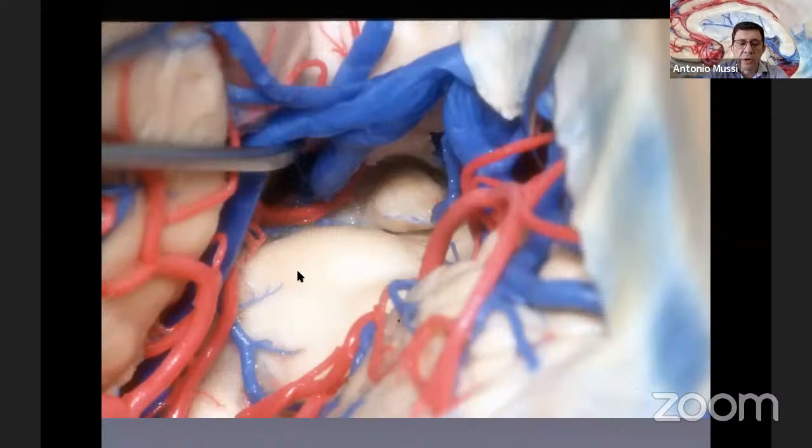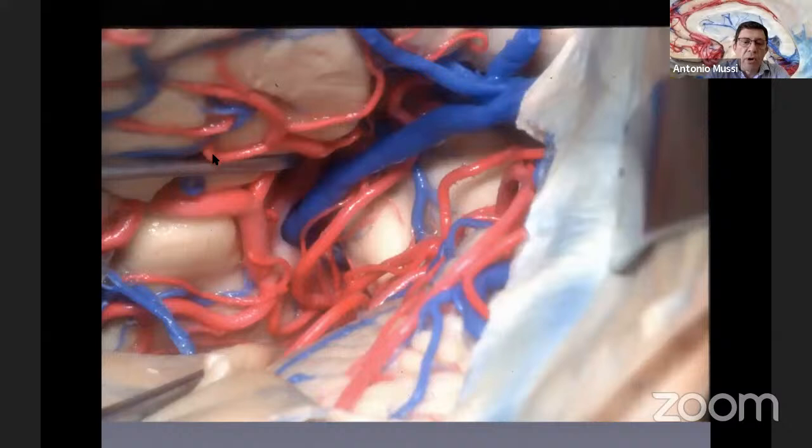Also, in this approach, you can go more laterally. So this is the basal vein of Rosenthal. This is the posterior part of the mesencephalum. This is the lateral mesencephalic vein. And this part here is the posterior part of the parahippocampal gyrus.